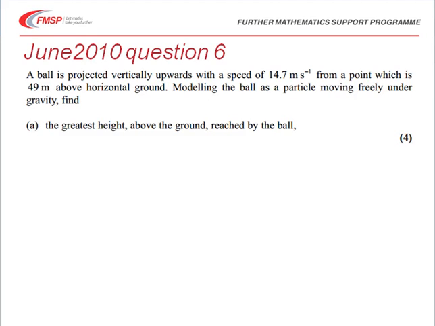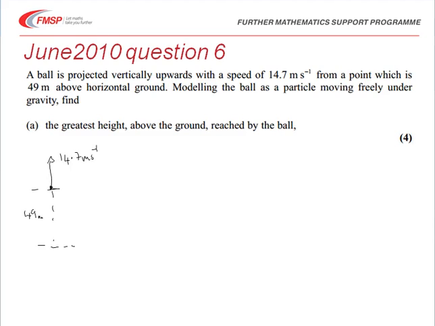In the first part of the question then, we're to find the greatest height that the ball reaches above the ground. So remember, we're launching it vertically at a speed of 14.7 meters per second from a point which is initially 49 meters above the ground.